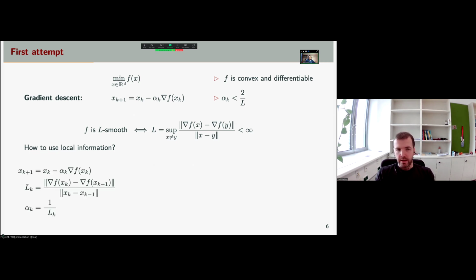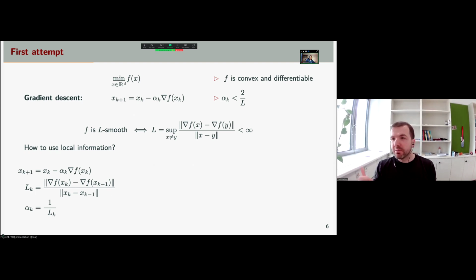Instead of global L, you compute L_k in every iteration, and you already have the gradient, you have the previous gradient. So instead of this x and y that are arbitrary, you just take x_k and the previous x_{k-1}, divide by x_k minus x_{k-1}, and use step size 1 over L_k, the same as for standard gradient descent. I hope it sounds like a reasonable approach, right? There is nothing really counterintuitive.